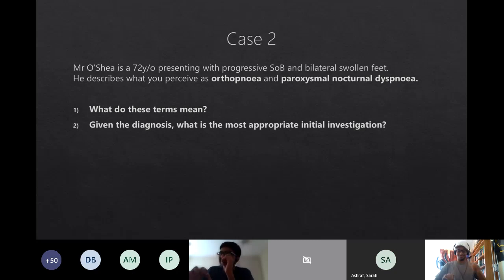So here is a classic UCL question. The most appropriate initial investigation is not an echo. BNP is the most appropriate initial investigation. The NT-proBNP is the standard first line investigation unless they have a cardiac history.